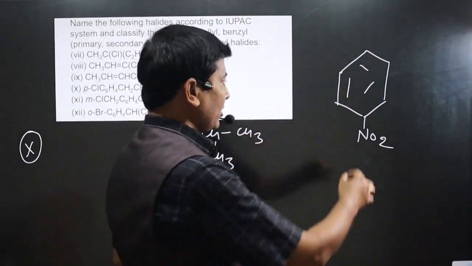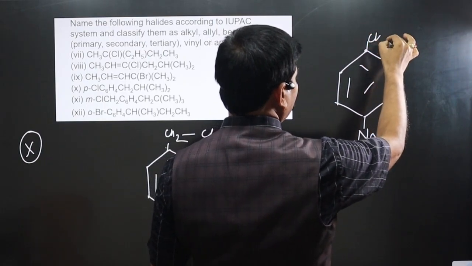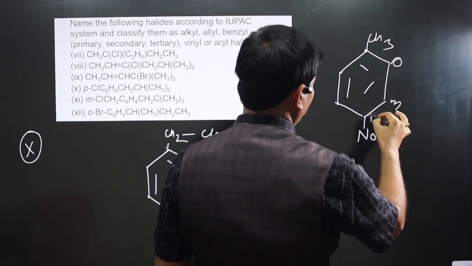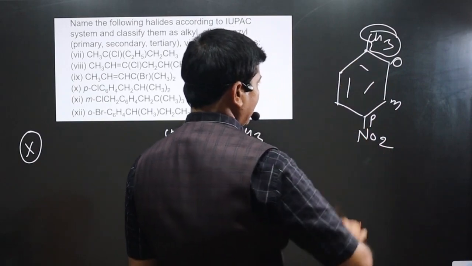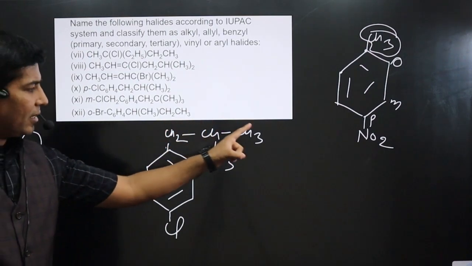So you can see, with respect to this one, we have ortho, meta, para, and this group is CH3. Ortho, meta, and para is there. The alkyl group you have to attach here. Now you can see this is an alkyl group.